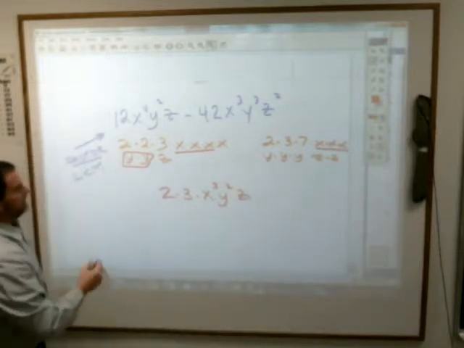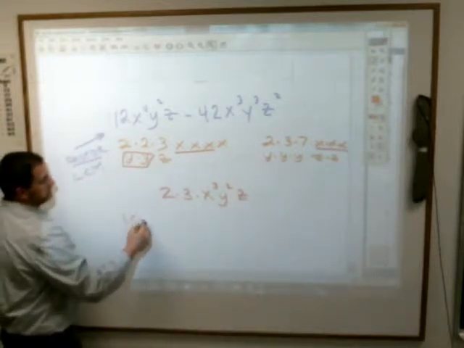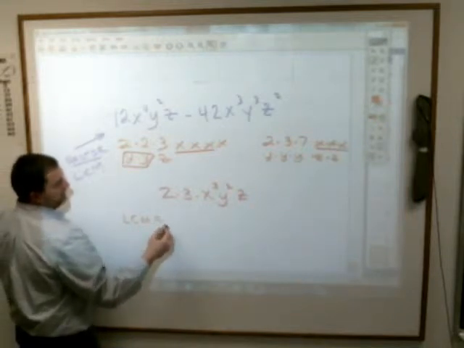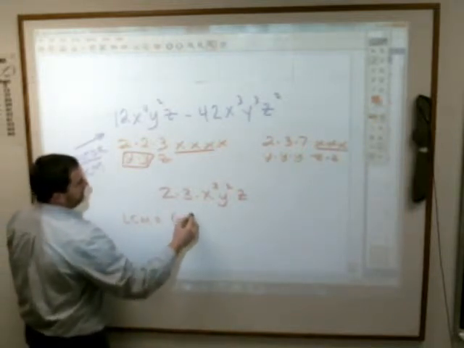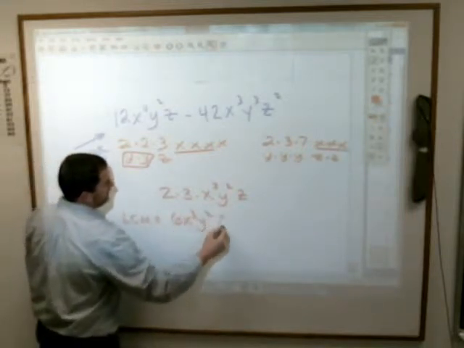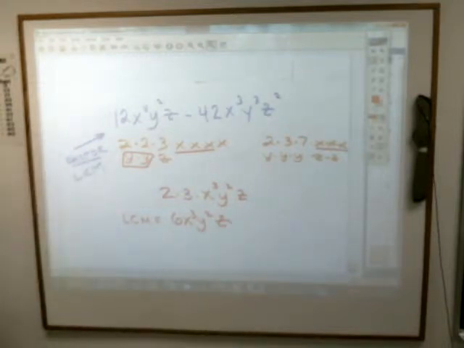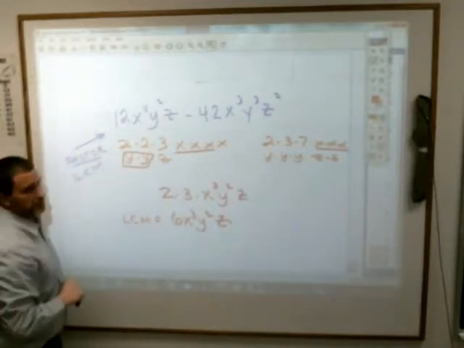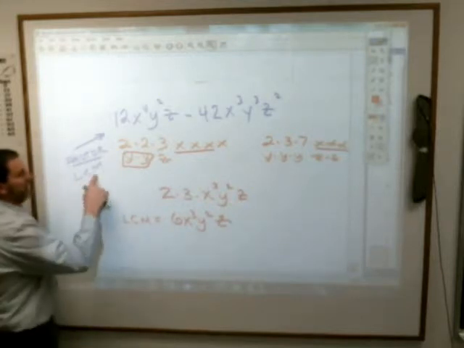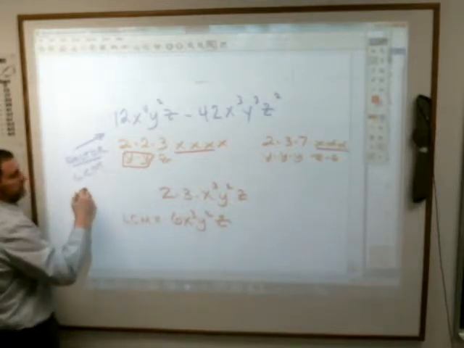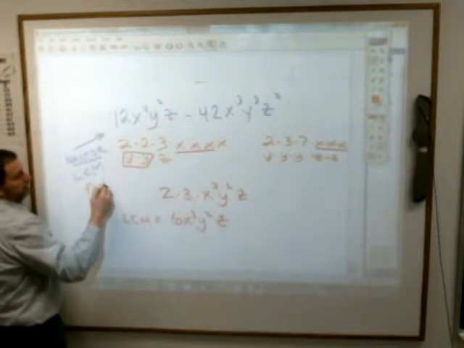Okay, so your greatest common factor is 6x cubed y squared z. Everybody's good with that? Now the book is going to ask you to factor this, so in order to do that, you have to factor out the greatest common factor.